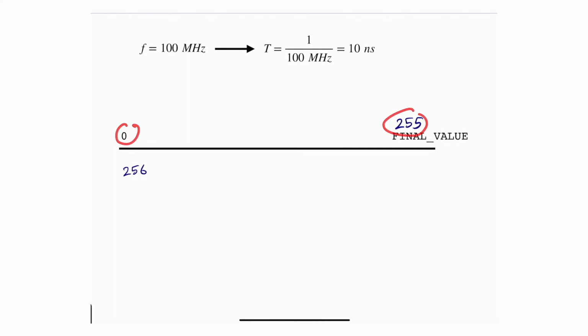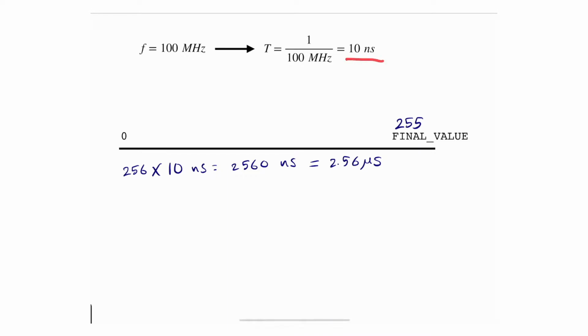That means I would need 256 times 10 nanoseconds, which is exactly 2,560 nanoseconds, or you can convert it to microseconds, 2.56 microseconds. So this particular counter that operates at this frequency and goes from 0 to 255 will take 2.56 microseconds. So if I'm ticking something every time it finishes, it's a 2.56 microsecond ticker.